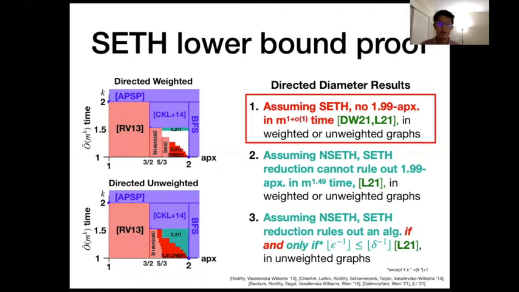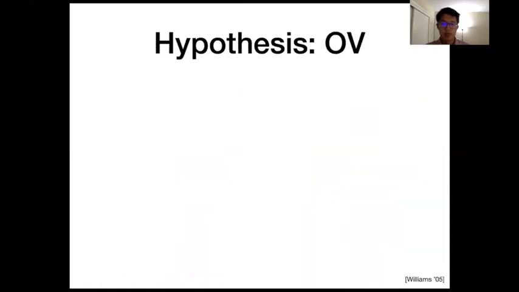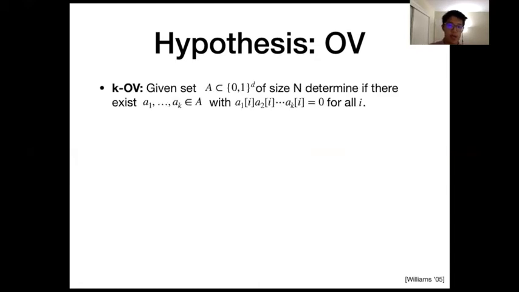Okay, so in the remainder of the talk, I'll give you some of the ideas behind our SETH hardness proof. To prove our hardness result, we're going to use something called the orthogonal vectors hypothesis. So the k-OV problem, think of k as a constant like 2 or 3, says that we're given a set A of n vectors of dimension d. Think of d as log n.